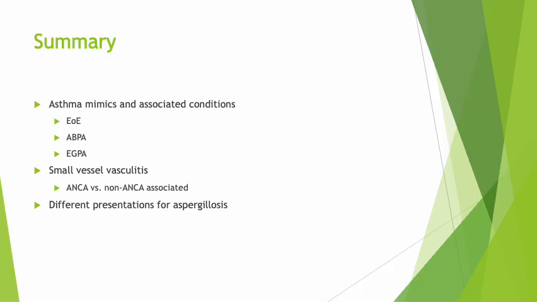And just to summarize, today we started with asthma and associated conditions or differentials like EOE, ABPA, and EGPA. From EGPA, we went into how to differentiate conditions when you're presented with a small vessel vasculitis. And finally, we went into how they might test you on the different presentations of aspergillosis.